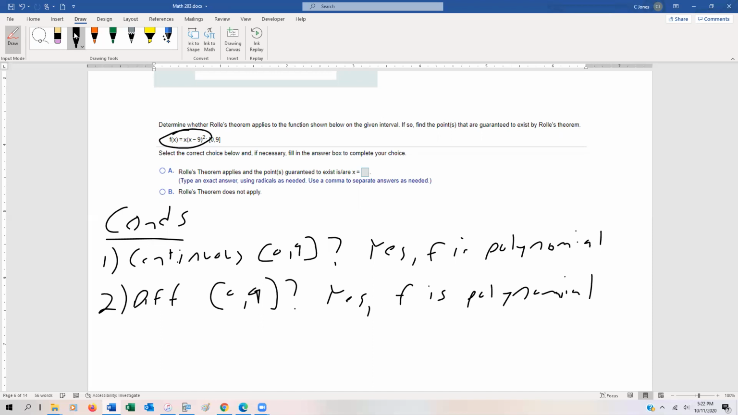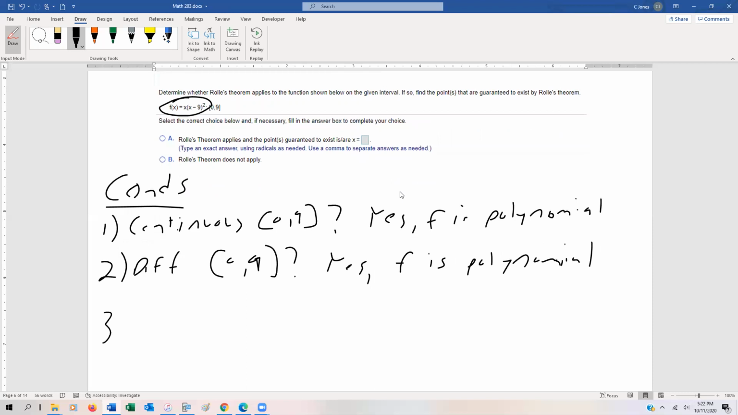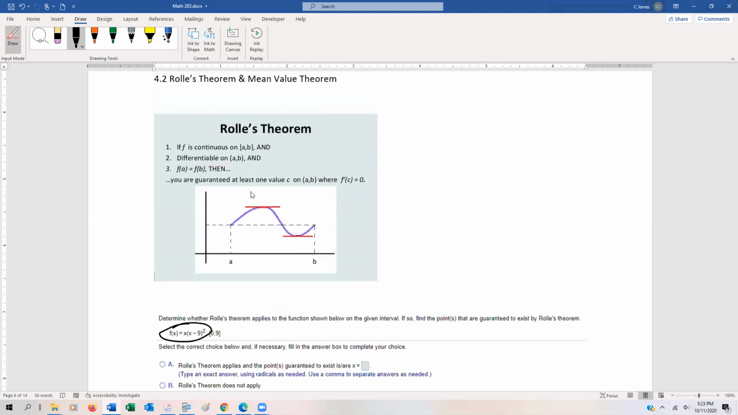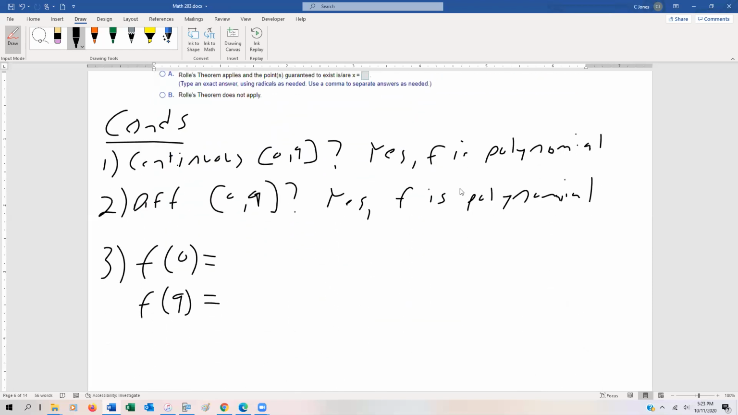All right, so if we have a polynomial, we're good for the first two conditions automatically. Right? Now the last condition, what is f at 0 and what is f at 9? All right, and remember, what we're trying to see is that f at a equals f at b. All right, so what is f at 0?